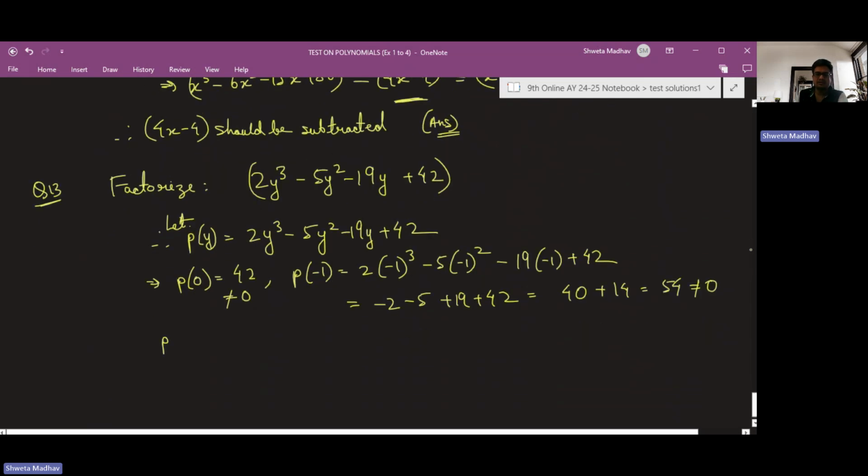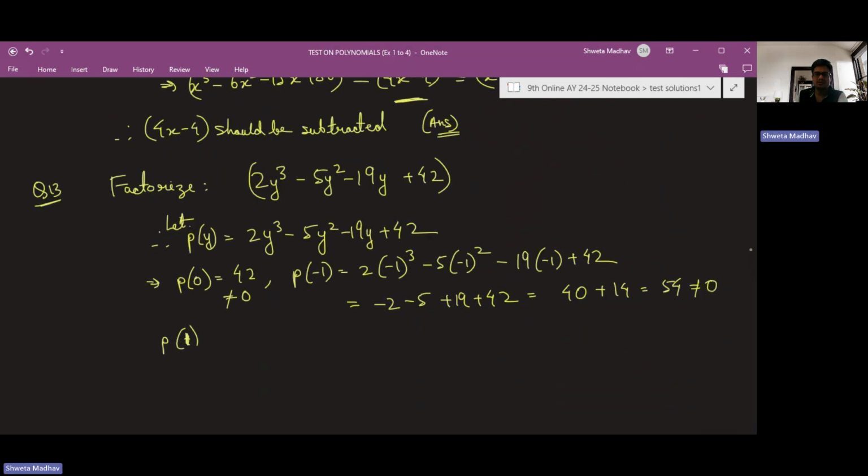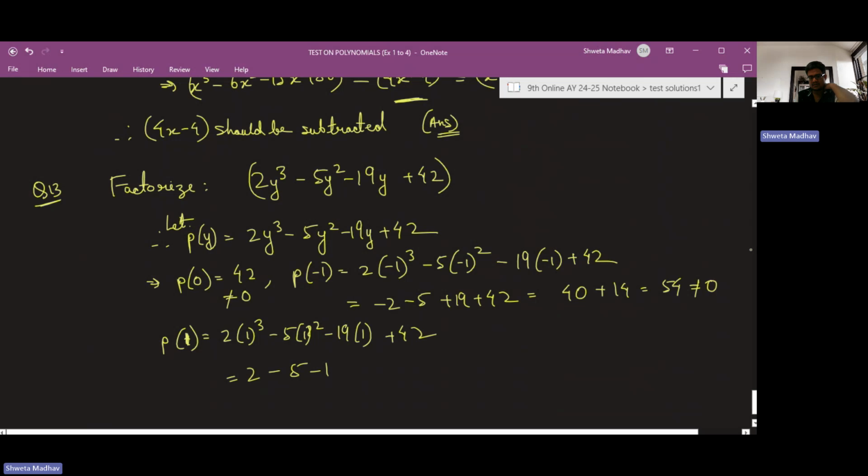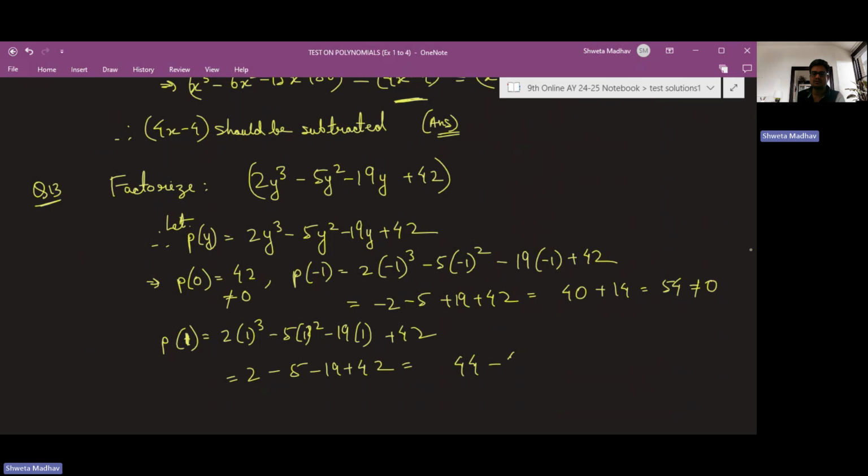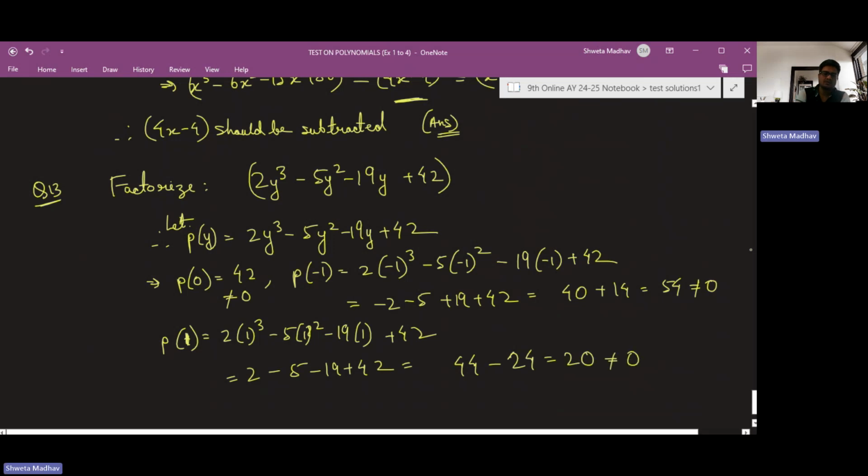And then we will find P of 1. P of 1 will be 2 into 1 cube minus 5 into 1 square minus 19 into 1 plus 42. So then we will get 2 into 1, that is 2 minus 5 minus 19 plus 42. So this will be 42 plus 2, that is 44 minus 19 plus 5, that is 24. So this is equal to 20, which is also not equal to 0.